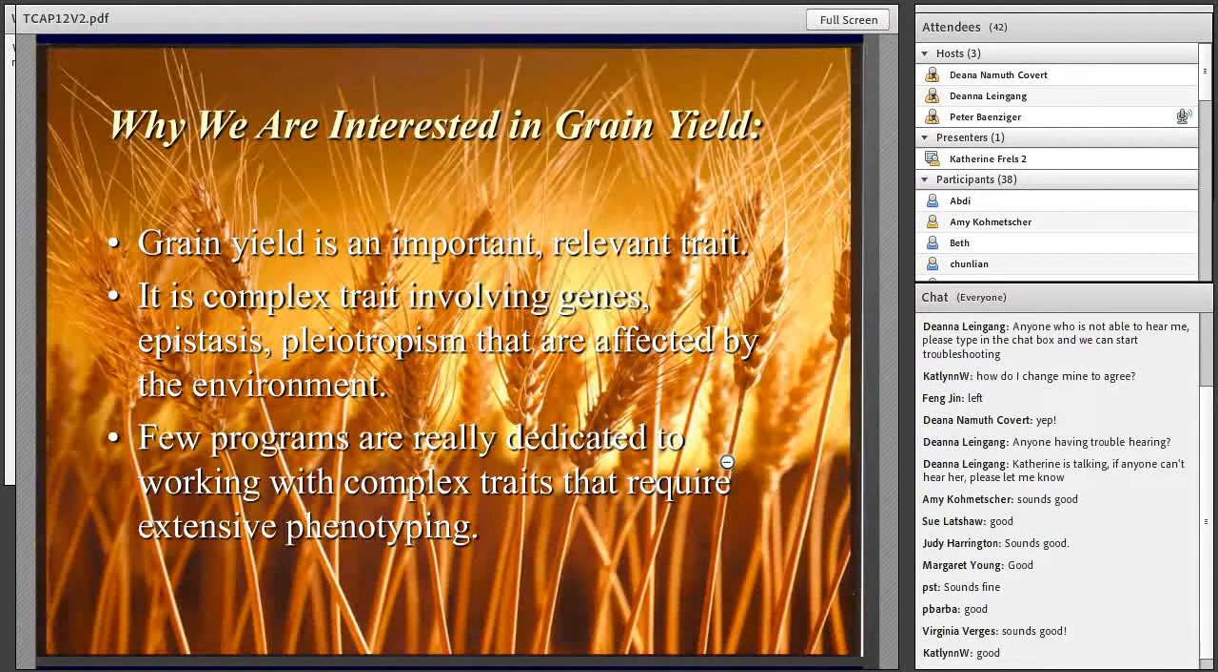Now, why are we interested in grain yield? First of all, grain yield is an important trait. It's a complex trait. It involves genes, epistasis, pleiotropism, and it's affected by the environment. And one of the things you'll discover is that a lot of people who did their research try to work on traits that are much easier to understand. So we felt, as a tenured faculty member, what the heck, you might as well work on something that you're interested in. And if it's complex, well, that's real life. So we worked with complex traits that do require extensive phenotyping.